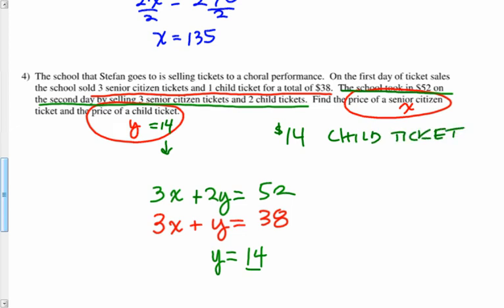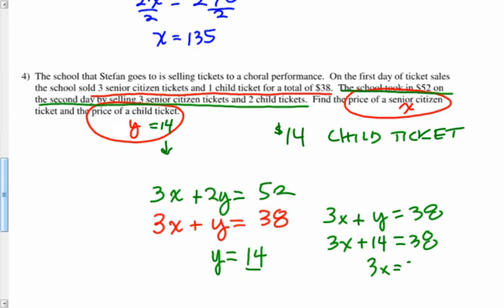Okay, and then to find out the price of a senior citizen ticket, we just need to use one of these equations. We know that 3x plus 1y is equal to 38, and we just found out that 1y is $14. So let's substitute that in. Subtracting 14 from both sides, we get 3x equals 24. And then dividing by 3, we get x equals 8. So $8 for a senior citizen ticket.